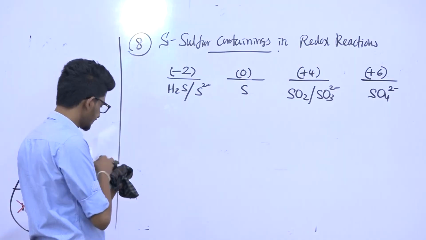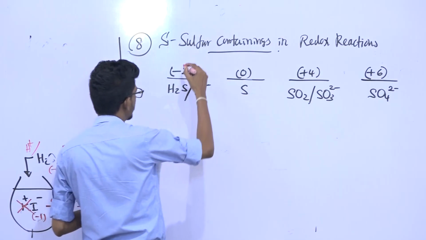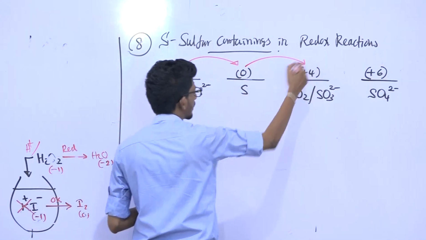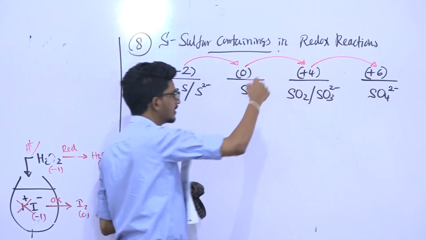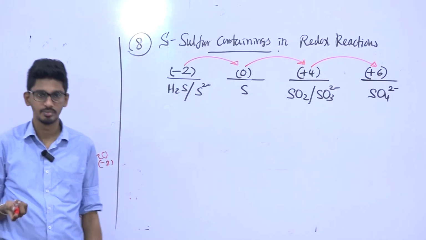Where the -2 will get oxidized to 0, or this one gets oxidized to here. If you are dealing with variable oxidation states, normally the species will tend to change to the nearest oxidation state possible.